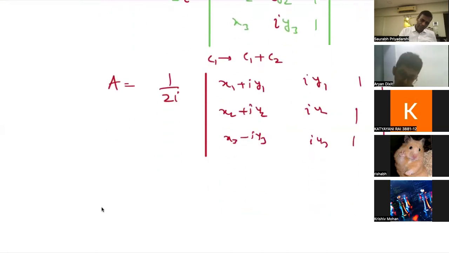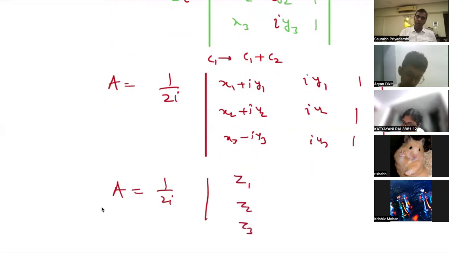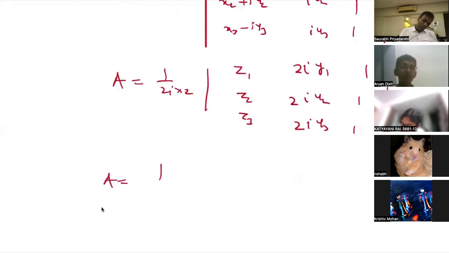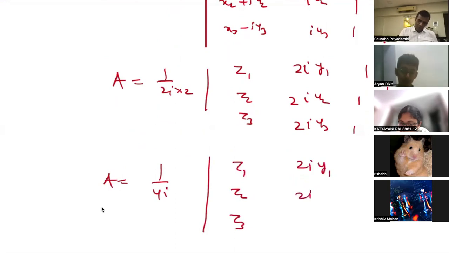What is this number? A is equal to 1 by 2i. What is this number? It's Z1, Z2, Z3, iY1, iY2, iY3, 1, 1, 1. Is this okay? Right? I'm multiplying C2 by 2, so I have divided by 2. So what I'm getting is 1 upon 4i, Z1, Z2, Z3, 2iY1, 2iY2, 2iY3, 1, 1, 1.